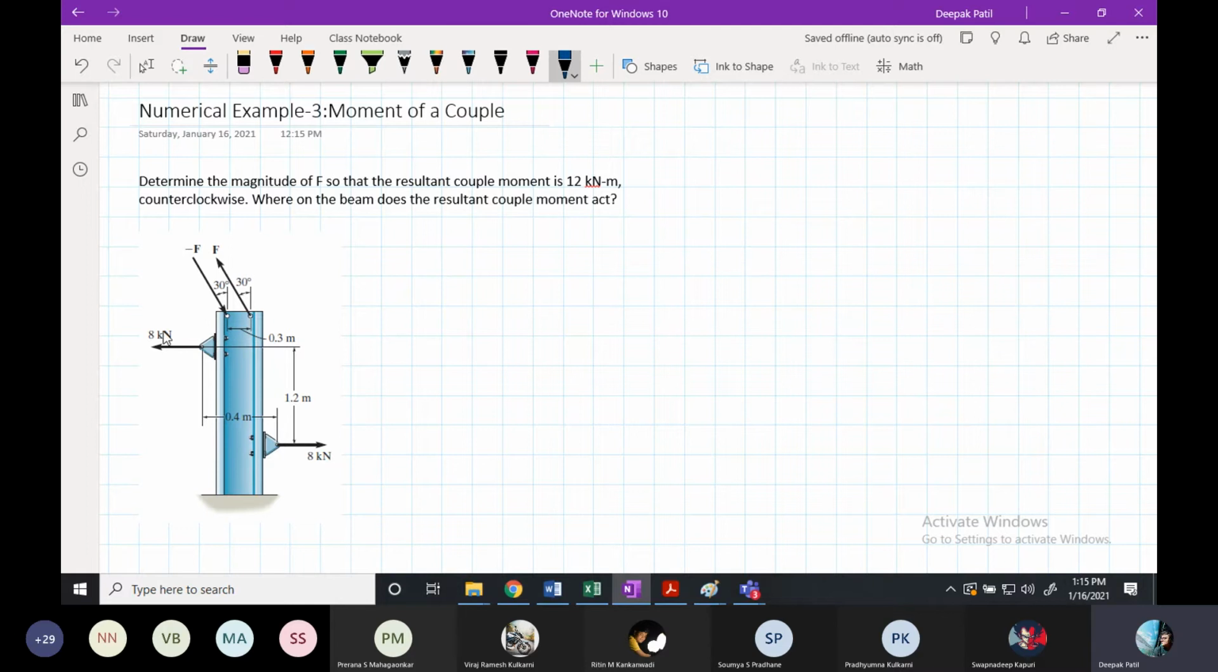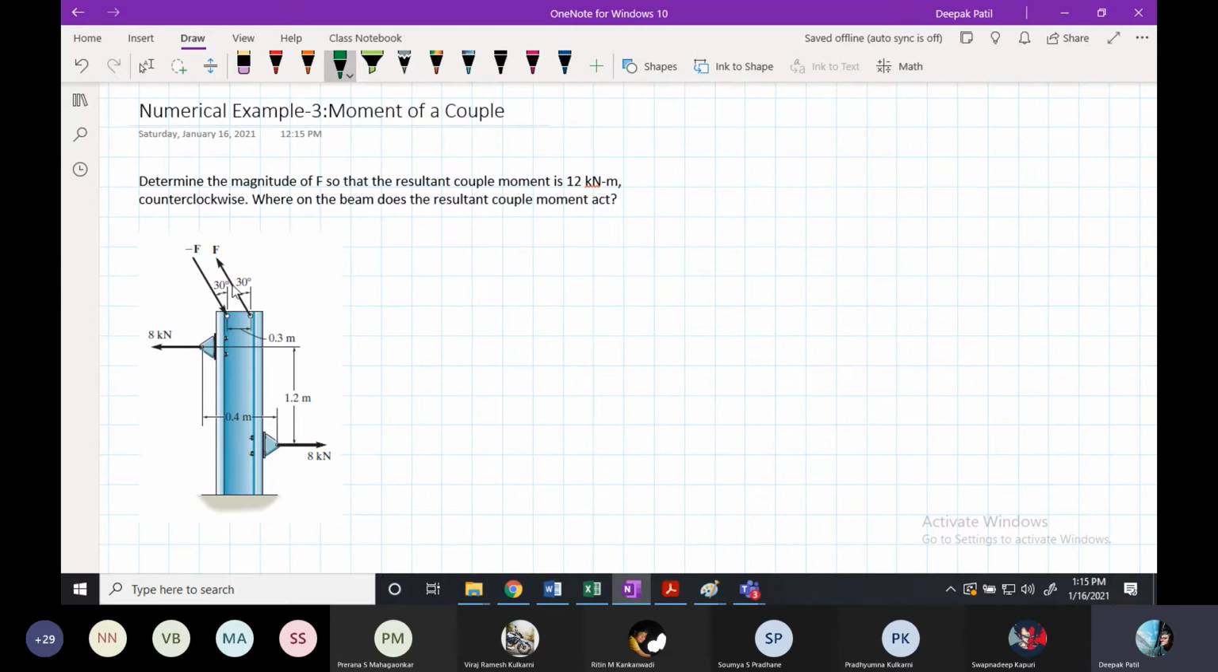What I will do, since 8 kilonewton and 8 kilonewton, let me mark first which two forces will form a couple. Now this force and this force will form a couple, and this force and this force will form a couple, right? The 8 kilonewton and 8 kilonewton are purely horizontal, so no need to resolve them. But you can see here, these two forces, that is F, they are actually inclined. So whenever it is inclined, first of all, just resolve them. First, let me resolve them, right?